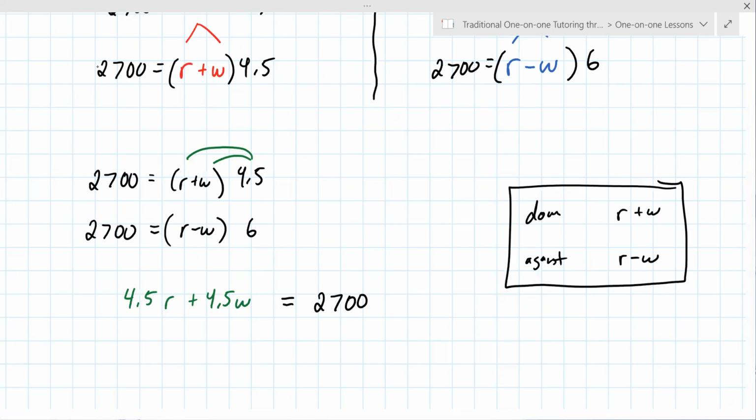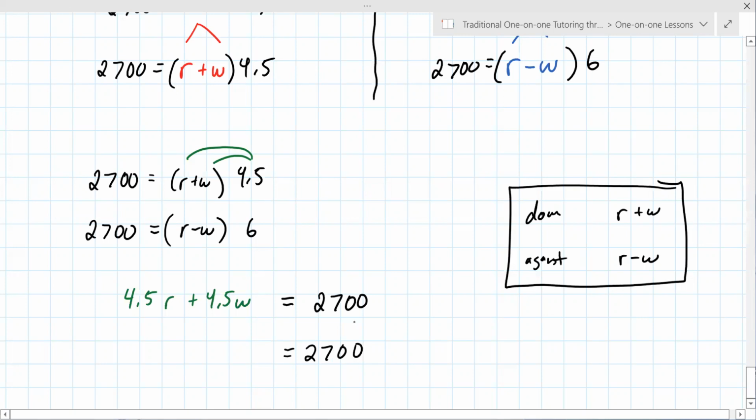Okay. Second equation, you're going to put the 2,700 on the right, but you're going to distribute that 6 in there. So it's 6R minus 6W.